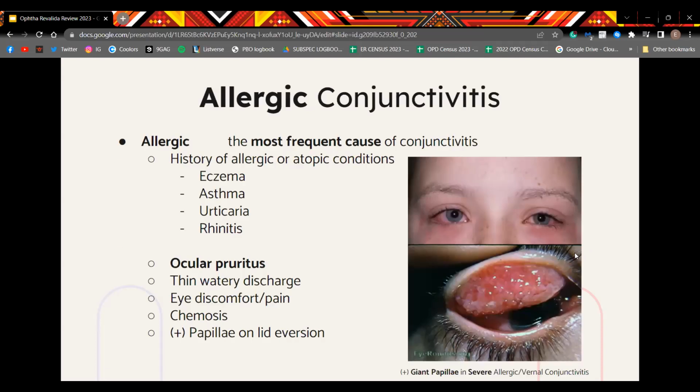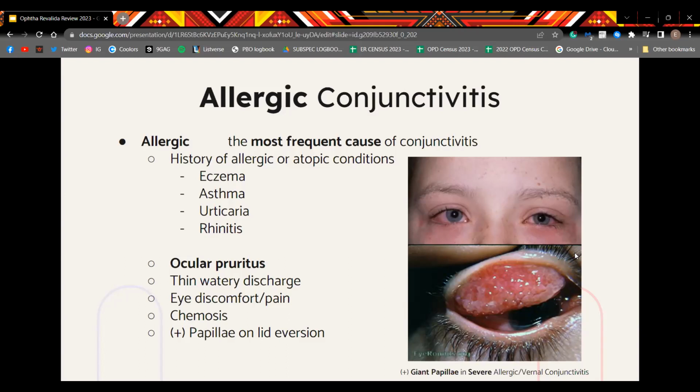So for allergic conjunctivitis, ang important to elicit is a history of allergic or atopic condition. So this includes eczema, asthma, urticaria, or rhinitis. And then on history, kumbaga, ang pathognomonic finding would be yung pruritus, no? Kapag bacterial or viral, it would not present with pruritus. Then other findings would be thin watery discharge, eye discomfort or pain. Meron din sila parang foreign body sensation, parang gritty or sandy feeling minsan sa eyes nila.